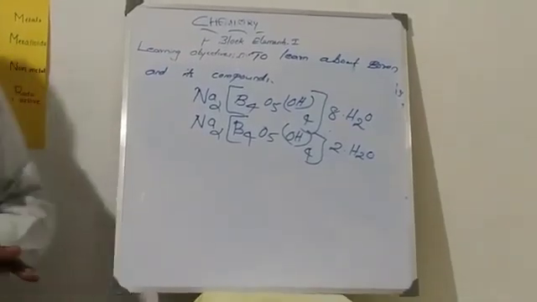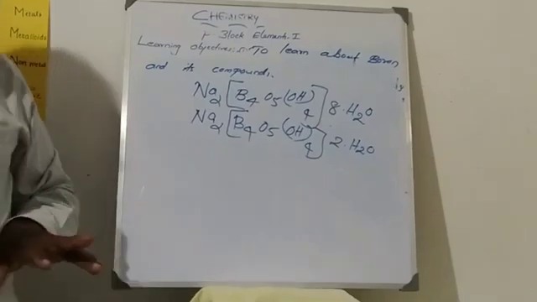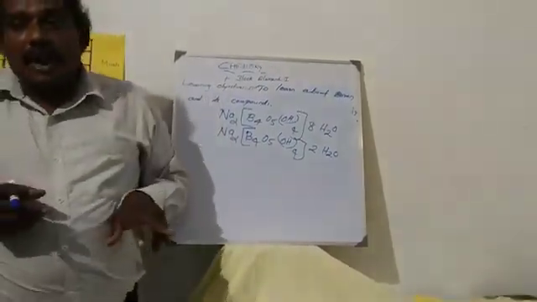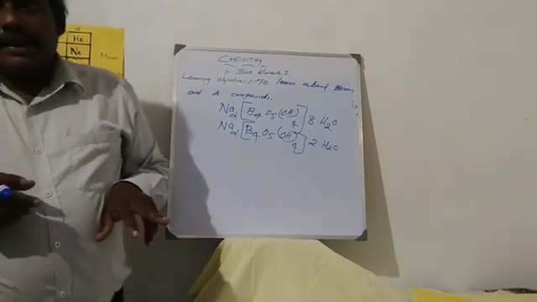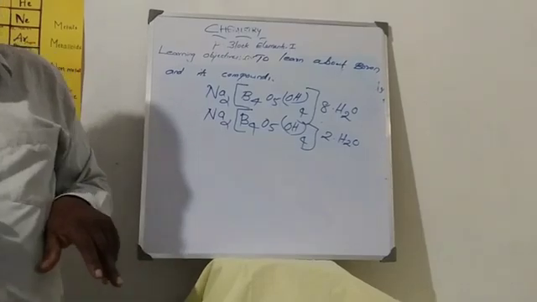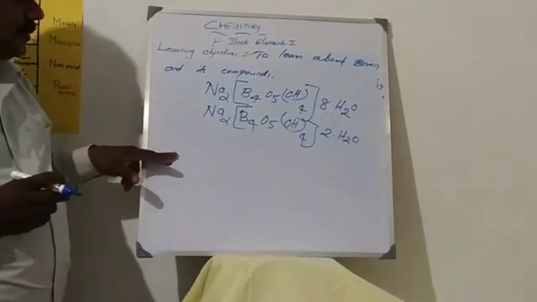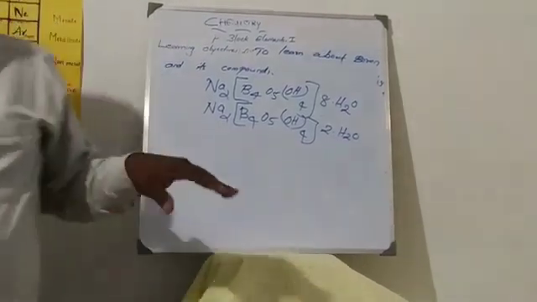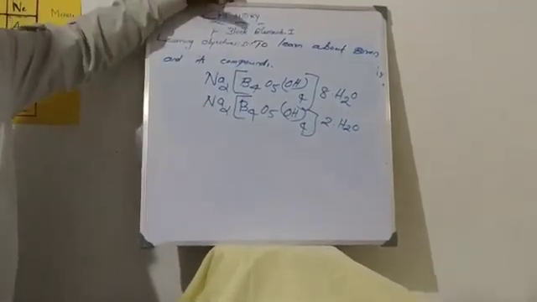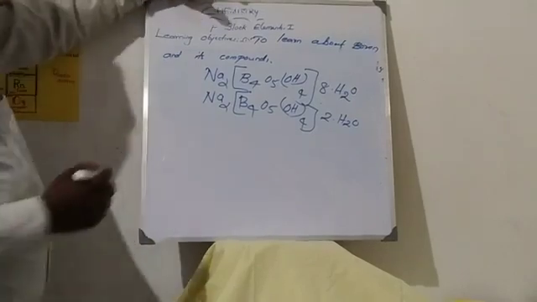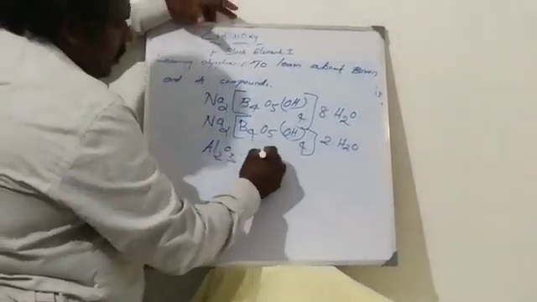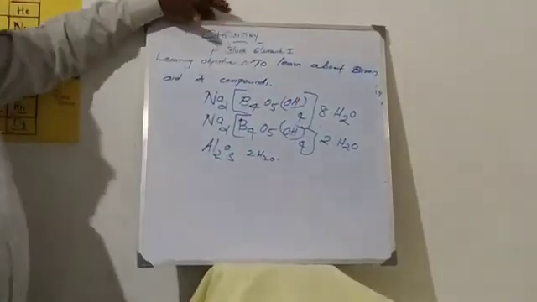Aluminum is the most abundant metal. All of you know about aluminum. It occurs as oxide and is also found in aluminum silicate rocks. It is extracted from bauxite ore. All of you know about bauxite ore. What is the formula for bauxite ore? Al2O3·2H2O. This is the bauxite ore.